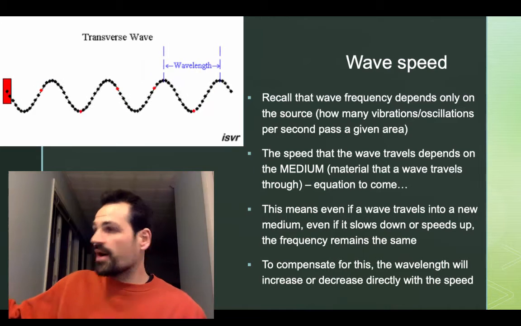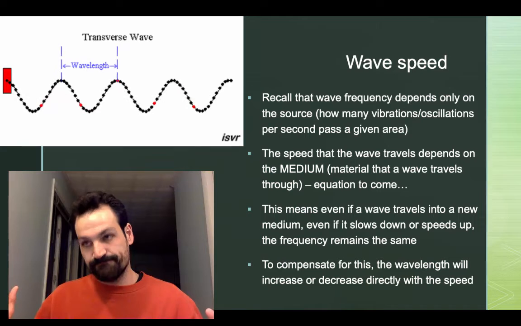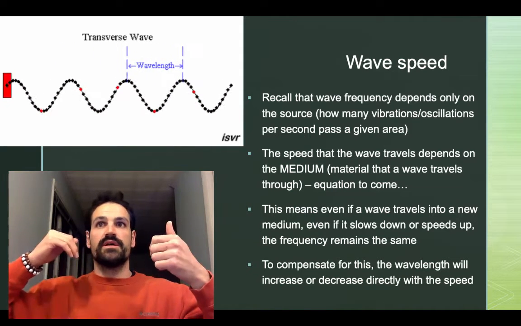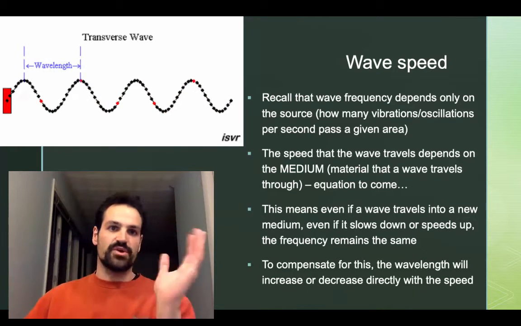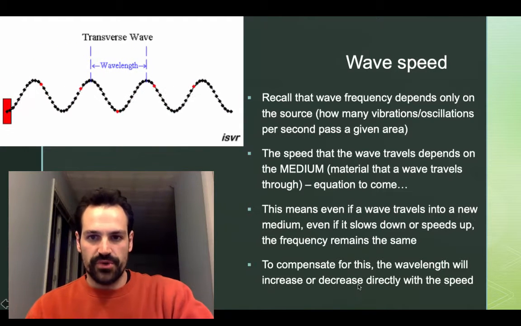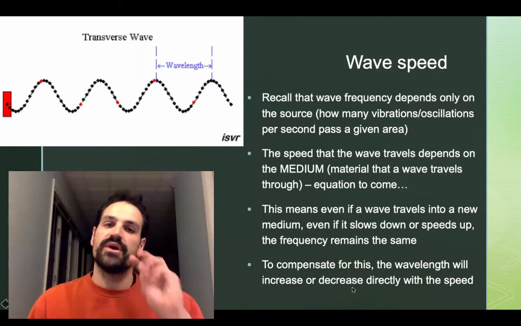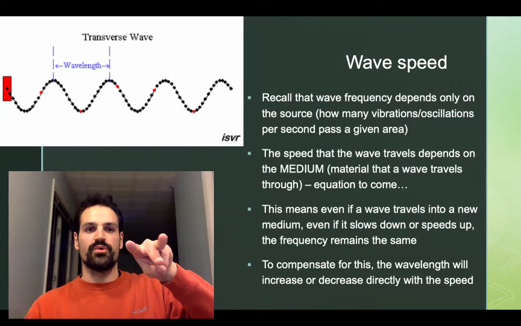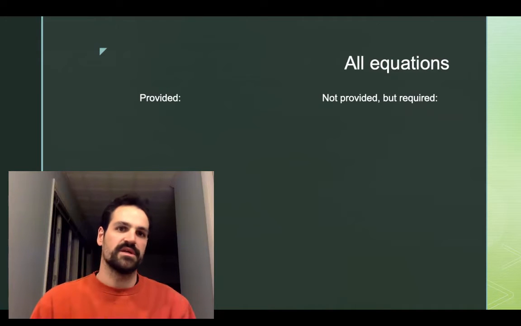So it's going to speed up but maintain the same frequency, and the wavelength will, higher velocity, same frequency, have a bigger wavelength to compensate for it. So the same number of waves still pass the same point per second. So to compensate for this, the wavelength will increase or decrease directly with the speed. And there's an equation that shows that if you increase velocity, wavelength will have to increase with it if the frequency maintains constantness.